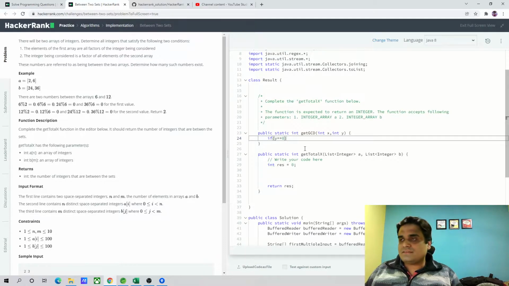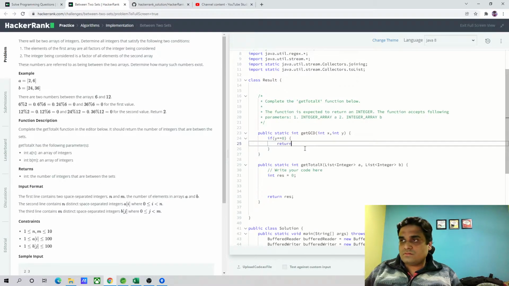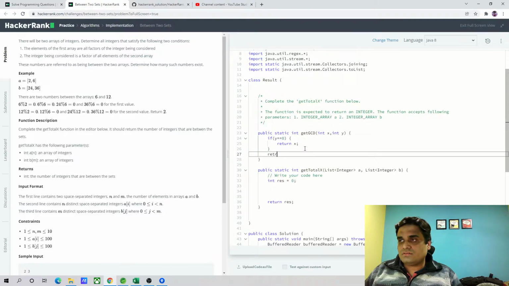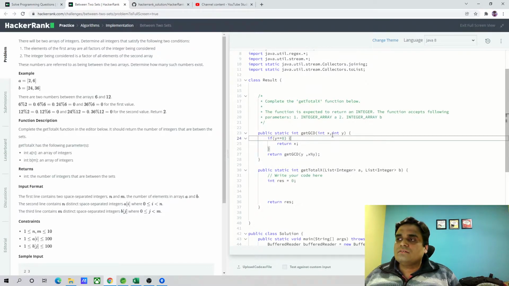y equals 0, I'll just straight away return x. Otherwise, I will call the same function to find the greatest common divisor of these two numbers. If you remember the mathematics, how we did it in mathematics classes, the same thing can be implemented. I am just writing x mod y. So if y becomes 0, just return x, and keep on passing the remainder to find the greatest common divisor of these two numbers.